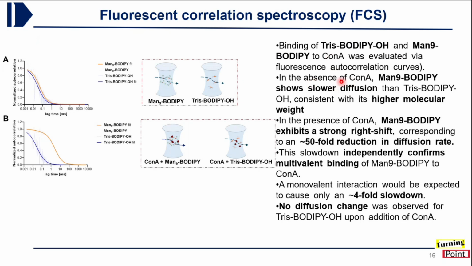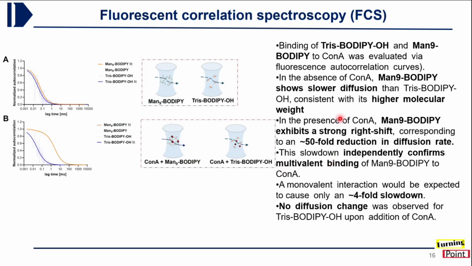In the absence of Kooyk, Man9 BODIPY shows slower diffusion. You can see here the slow lag time is given. There is slower diffusion in the first graph. In the presence of Kooyk, Man9 BODIPY exhibits a strong right shift. In the second graph, you can see here, in the presence of Kooyk, there is a right shift. This blue line you can consider, there is no difference, and for the other line there is a difference, corresponding to a 50-fold reduction in the diffusion rate.